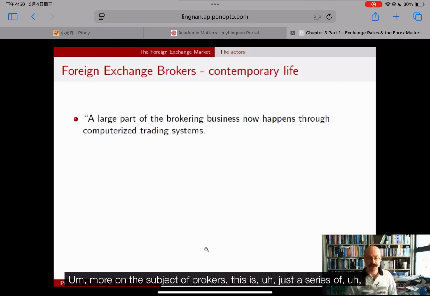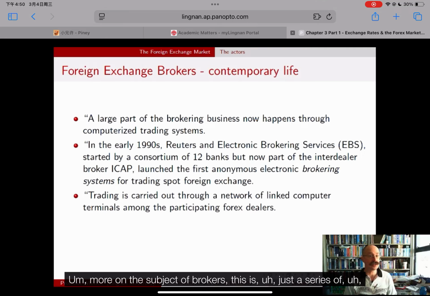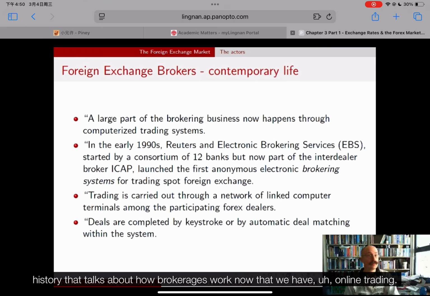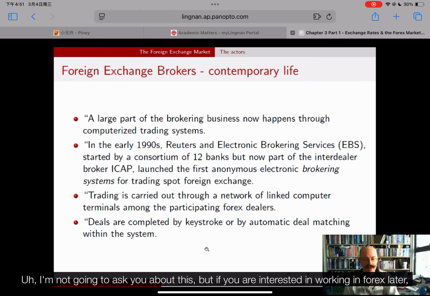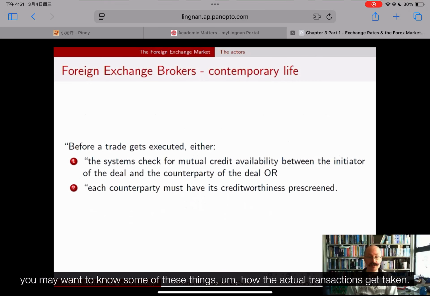More on the subject of brokers. This is just a series of history that talks about how brokerages work now that we have online trading. I'm not going to ask you about this, but if you are interested in working in Forex later, you may want to know some of these things, how the actual transactions get taken.